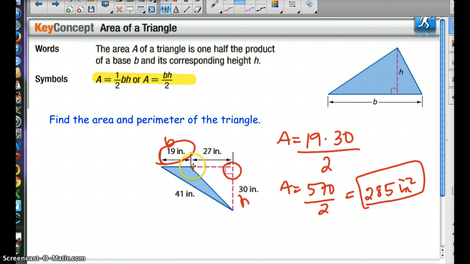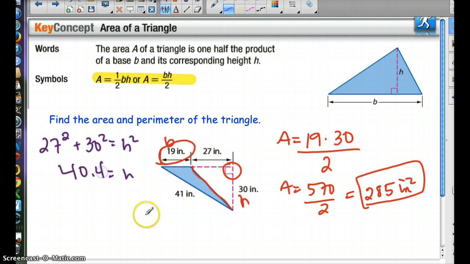Okay, so now we want to find the perimeter, and it looks like with the perimeter we're missing this side right here. So again, how can we find that? Well, let's take the Pythagorean theorem. 27 squared plus 30 squared equals h squared. And when we do that, you should end up with h being about 40.4. And you guys can go ahead and check that, make sure you get that same thing.